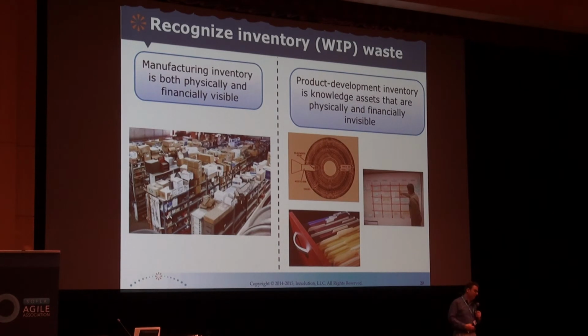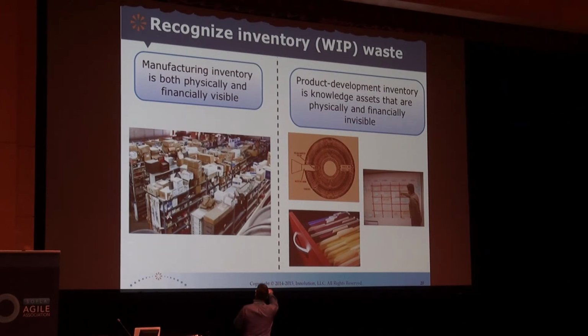How about this? We have WIP, we have inventory, but it's not recognized. A core piece. Let's look at what I mean by this. Think about manufacturing for a moment. In manufacturing, the inventory is both physically visible and financially visible. Neither of those characteristics are true for us.